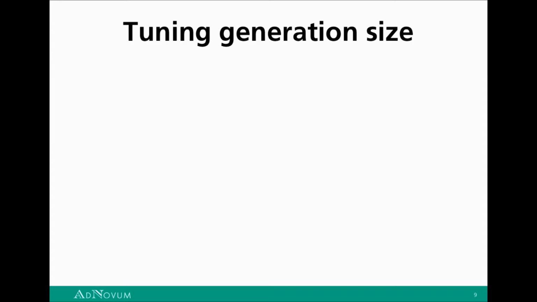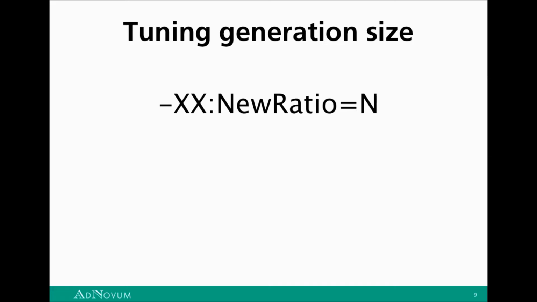So one thing you can adjust is the new ratio, which is the relative size of the old generation compared to the young one. The performance implications of this are fairly straightforward. The larger the young generation is, the fewer times it needs to be collected. And the flip side of this is that the old generation will be relatively smaller, so the old generation will need to be collected more frequently. So you need to balance this out to some degree.